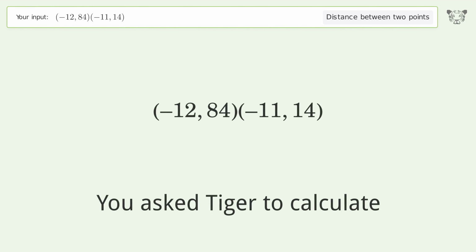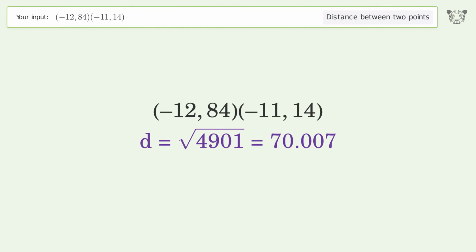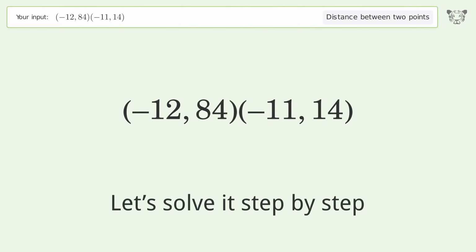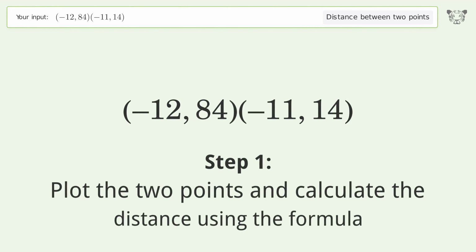You ask Tiger to calculate. This deals with the distance between 2 points. The distance between the 2 points is the square root of 4,901, or 70.007. Let's solve it step by step. Plot the 2 points and calculate the distance using the formula.